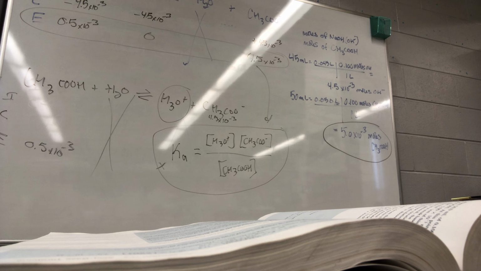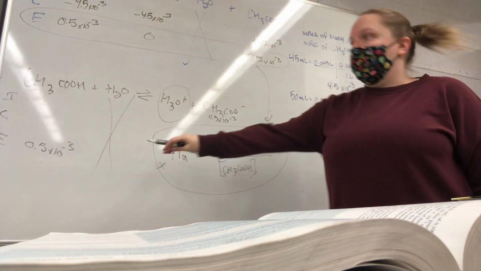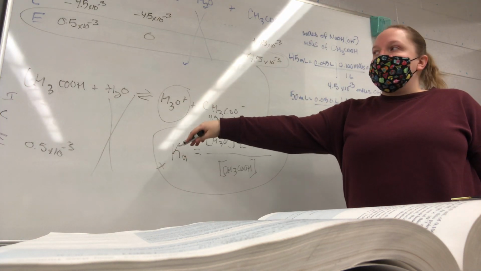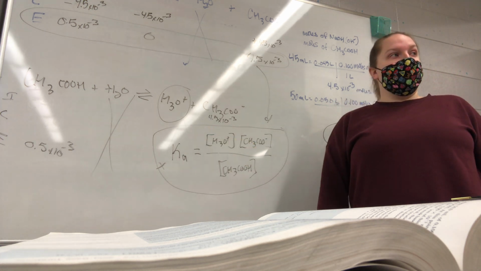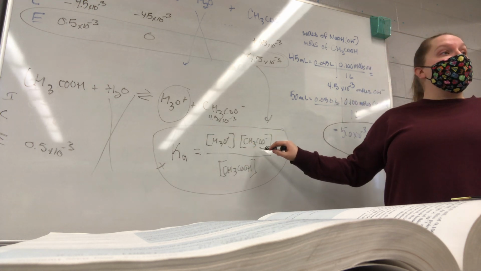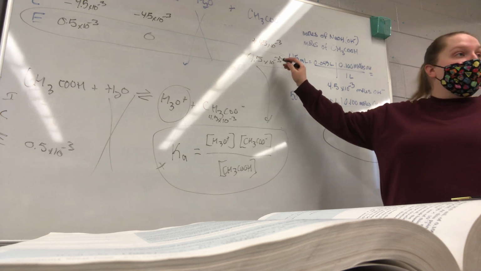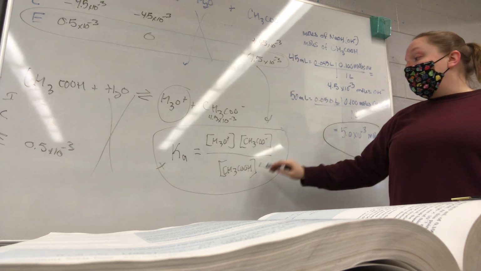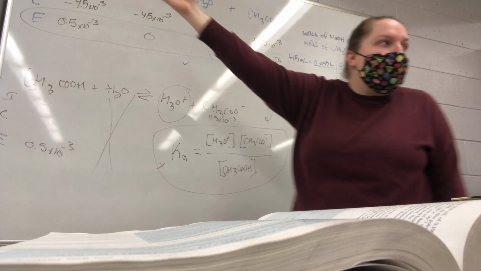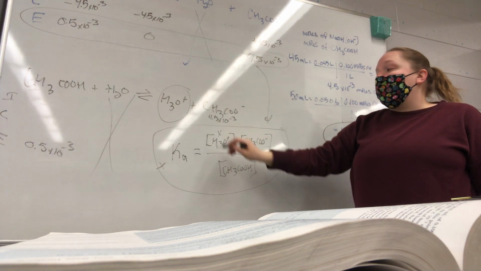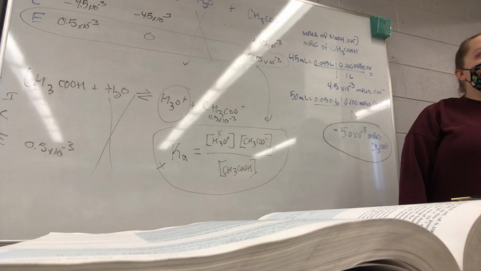So what we're going to plug in to our Ka expression is all the numbers we know. So we know Ka, right? We were given that, 1.8 times 10 to the negative fifth. We know CH3COO minus, it's 4.5 times 10 to the negative third. We know the acid concentration is 0.5 times 10 to the negative third, or 5 times 10 to the negative fourth. And then we're just going to plug in an X for our H3O plus.